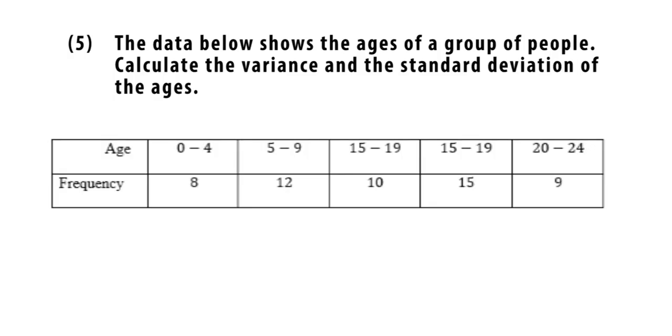Our ages are 0 to 4 with a frequency of 8, 5 to 9 with a frequency of 12, 10 to 14 with a frequency of 10, 15 to 19 with a frequency of 15, and 20 to 24 with a frequency of 9. This is a group data, and we are to calculate the variance and the standard deviation.